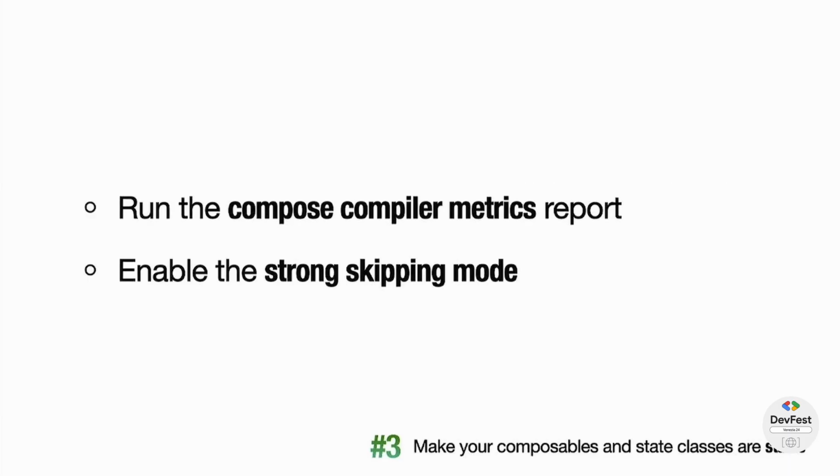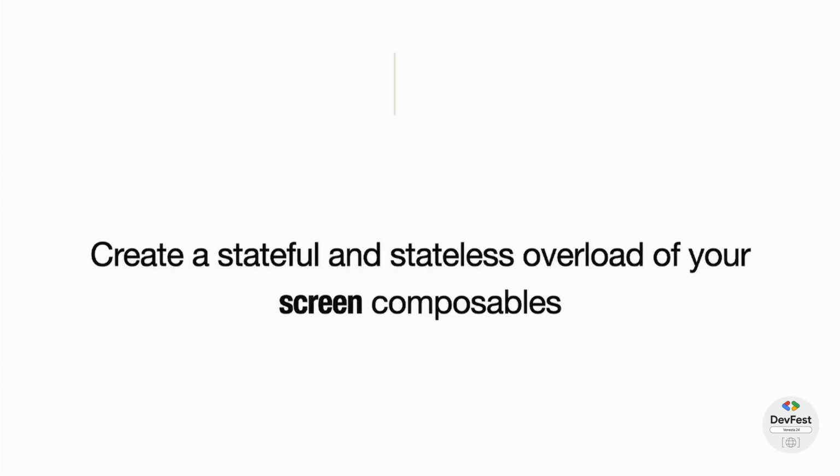means. And two tips, run the compose compiler metrics. There is a command you can run that will give you a report, right, of all your composables and all your data classes that are used in composables. So when you run that, you may think your composables are stable, but maybe they are not, and this report will let you know that. And also, since very recently, the compose team launched the strong skipping mode. This helps enforce a little bit more of the stability, so you can also read about that.